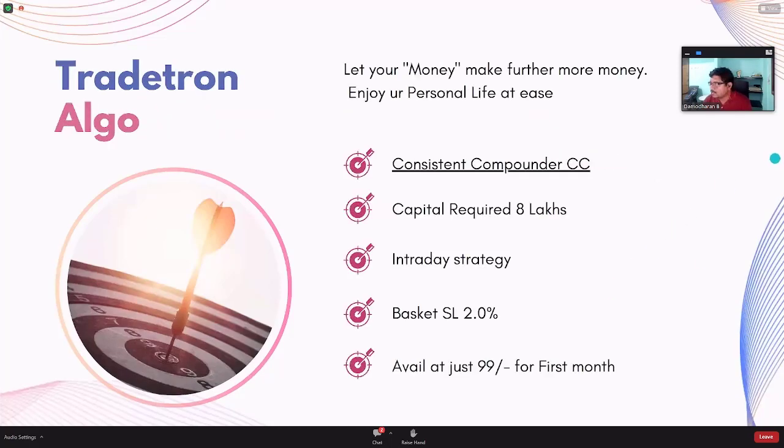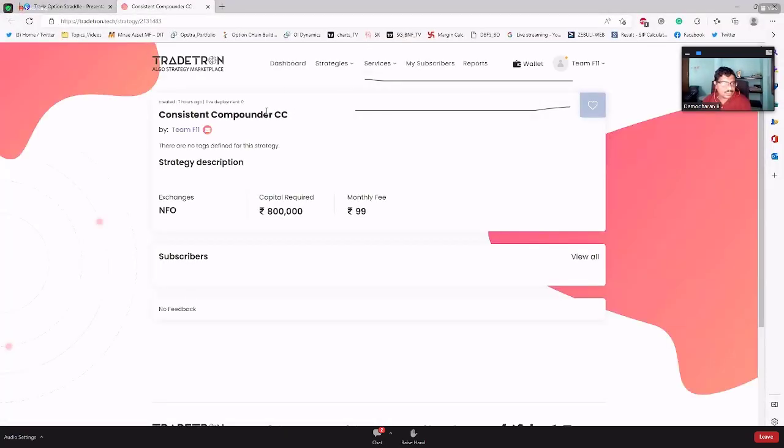So there is an algo which we are doing personally for our clients and our own accounts. If you wanted to know about this, I'm just clicking back. This is the Consistent Compounder algo. Team 11 is actually my operation team, which takes care of most of the trainings, most of the automations, most of the trades. This is a part of Tanish Capital. So this is the Consistent Compounder.